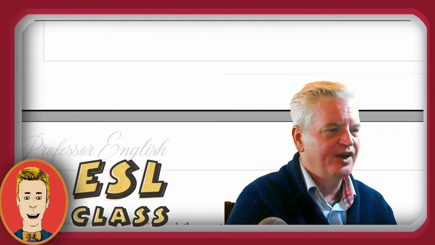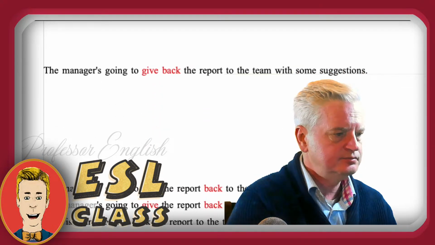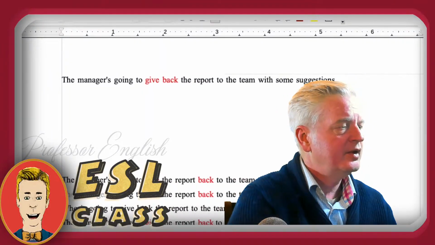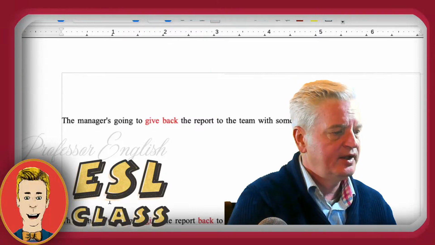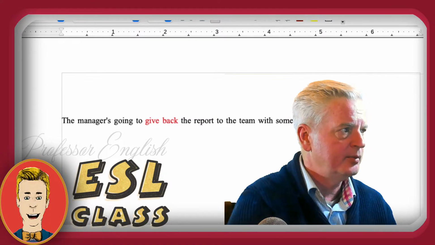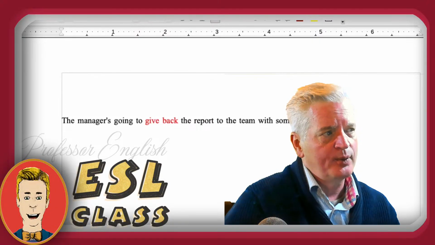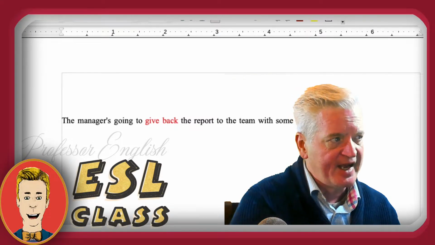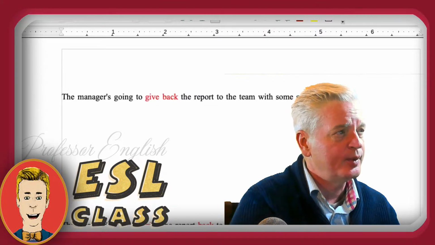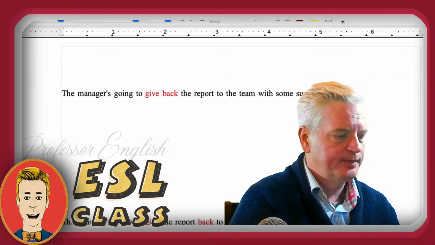Okay, I'll show you the sentence now. The manager is going to give back the report to the team with some suggestions. Okay. Now this is a separable phrasal verb. That means that you can put the object inside the verb. So how would you do that? How will you change that to put the object inside the verb? The manager is going to give the report back. The manager is going to give the report back to the team with some suggestions. Let me put that up here.